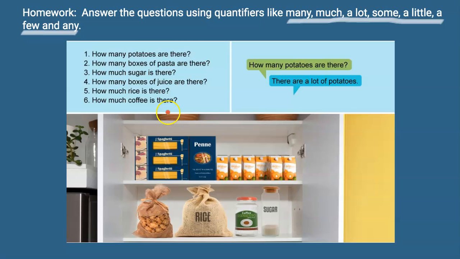How much coffee is there? There isn't any coffee in the cabinet. There isn't any coffee inside the jar. There is none, 0. There isn't any coffee in the jar.